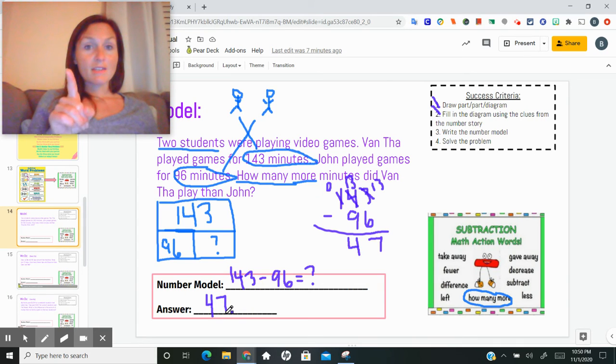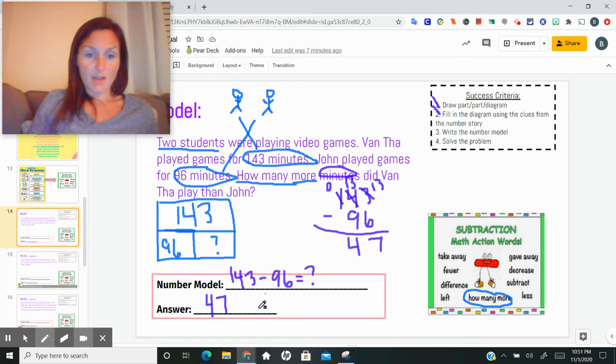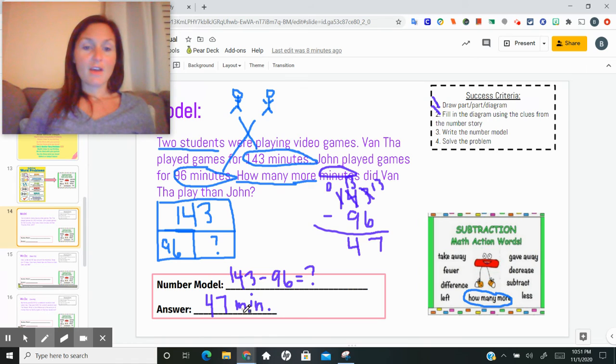But don't forget, when we're doing a word problem or a number story, we have to write the unit. So 47 what? Well, this is counting by minutes. How many more minutes did Vanta have? So I'm going to write 47 minutes. I can just write MIN dot, and that shows that it means minutes. All right, again, I have written the number model. I have solved the problem.